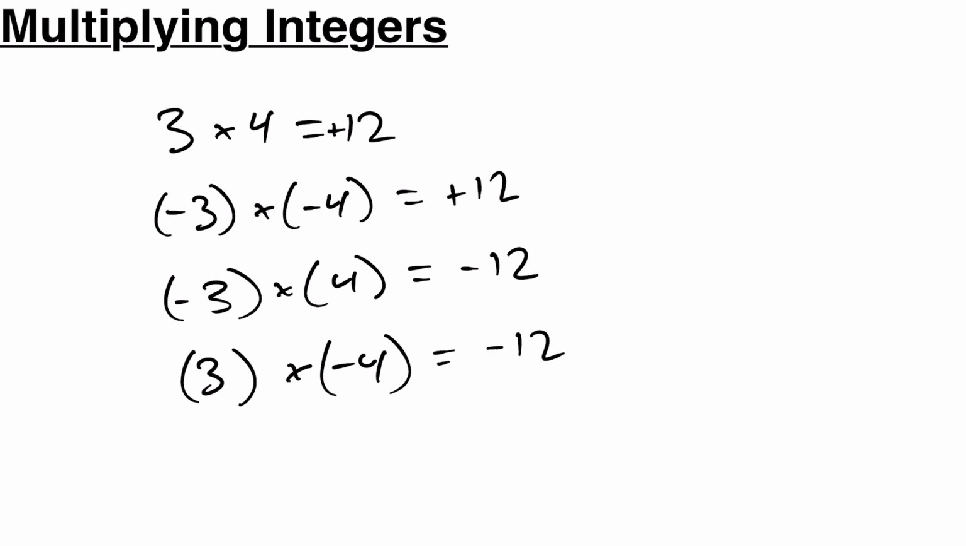Now I'll try one problem and pause the video and try it on your own. But say I were to give you negative 2 times 3 times negative 4. So pause the video and try it on your own. But when you come back, you'll see the process is pretty similar. Here, we're going to break this down.